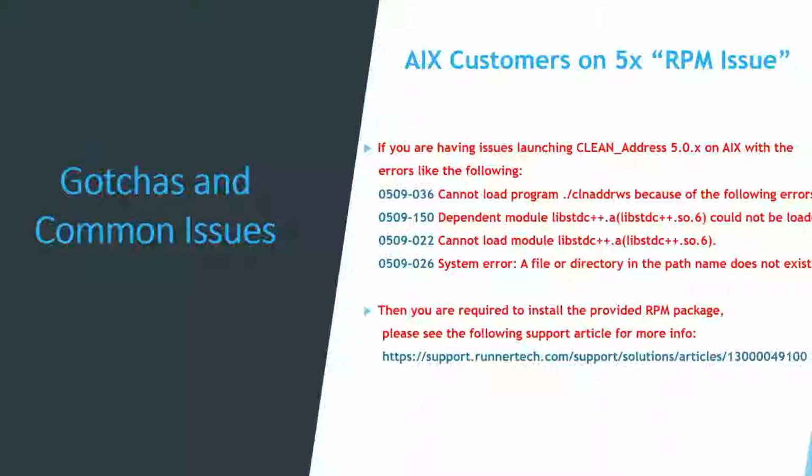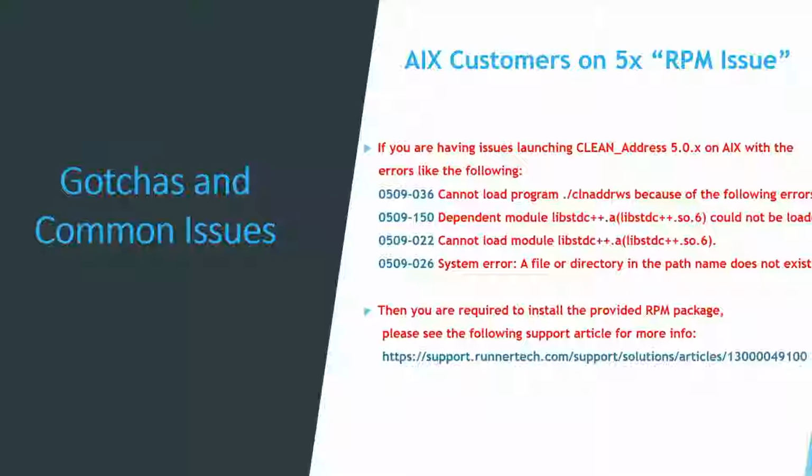Also, if you're an AIX customer that's on 5X, there may be some RPM issues. You may see some of these error messages listed here, like cannot load the program, dependent issues. Then you may be required to use the workaround that's provided for you with the packages. And this is on our support site. If you go in there and look it up, there's a solution, a workaround, for the AIX people.